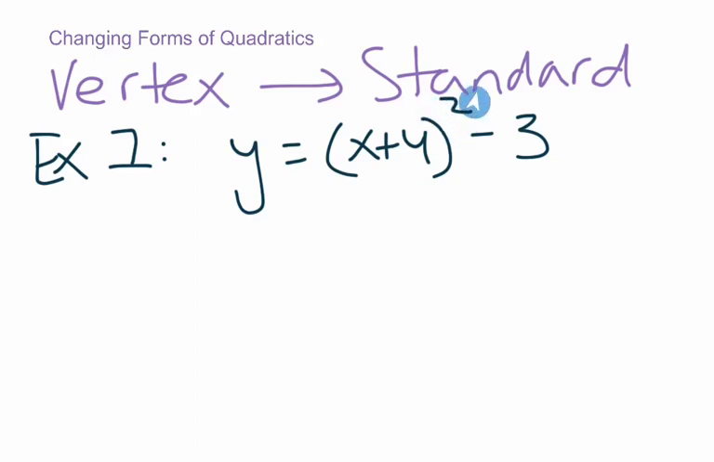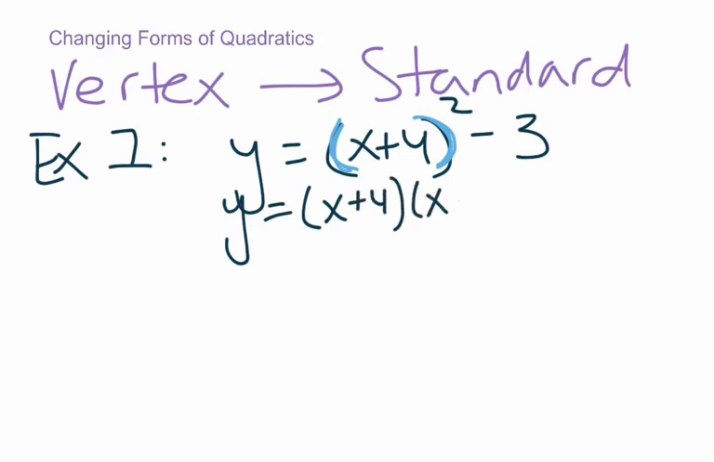So remember the definition of squaring. Squaring means to multiply something by itself. And what is being squared here is the parentheses. So when I go to square this, I'm going to take what's in the parentheses and multiply it by itself. And I'm going to bring down the minus 3.